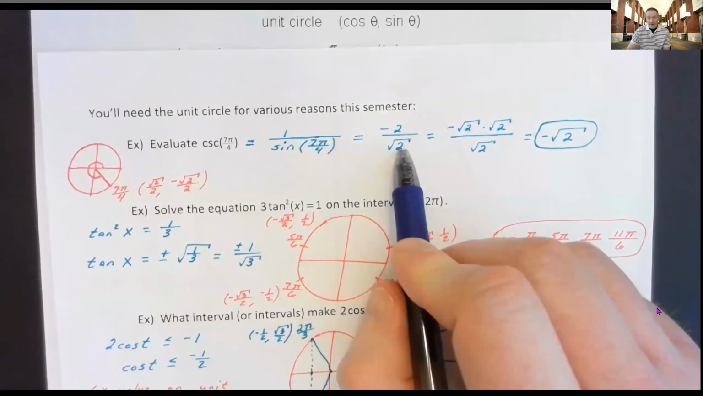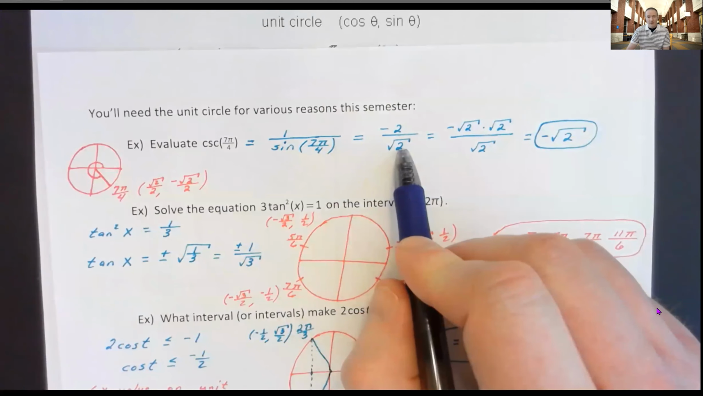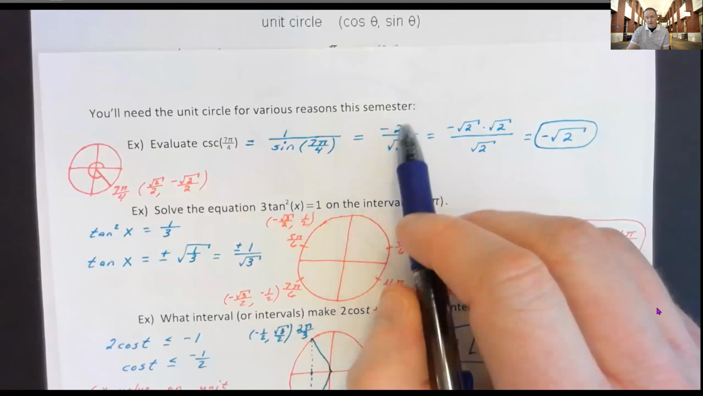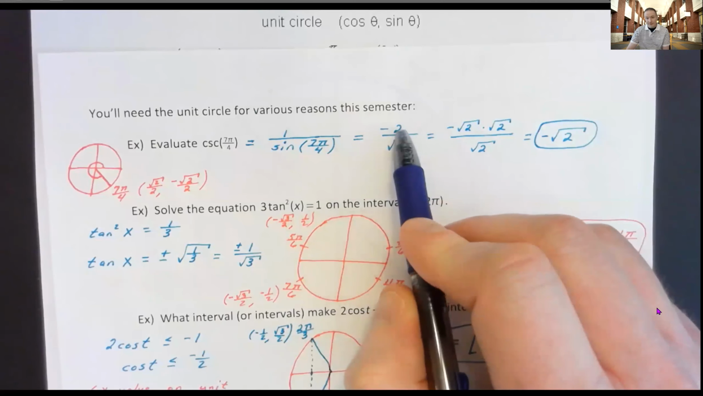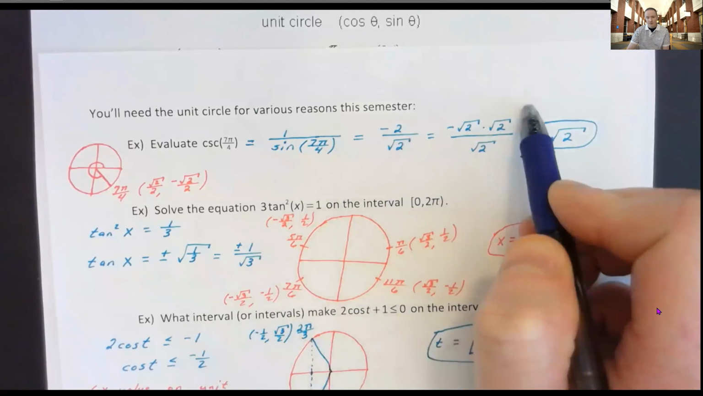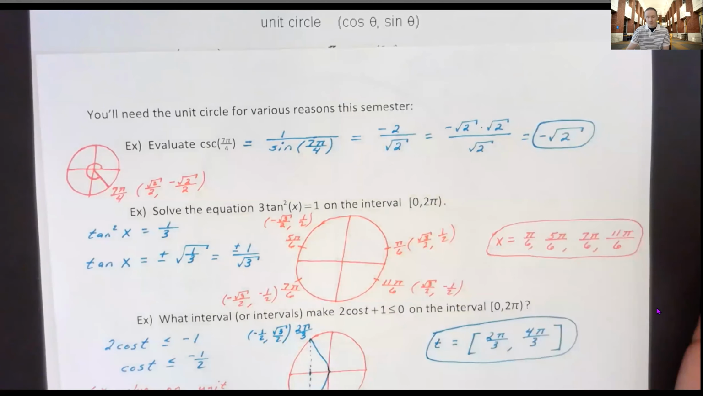And then I need to simplify that. The best way to simplify it is to understand that the 2 in your numerator is equal to the square root of 2 times the square root of 2. The square root of 2 in the denominator will cancel with one of those, leaving me an answer of negative root of 2.